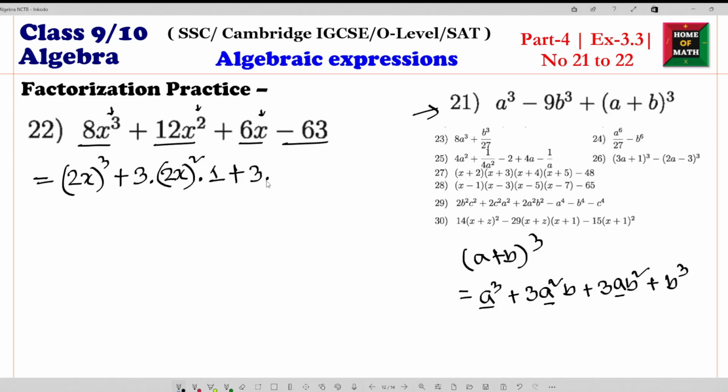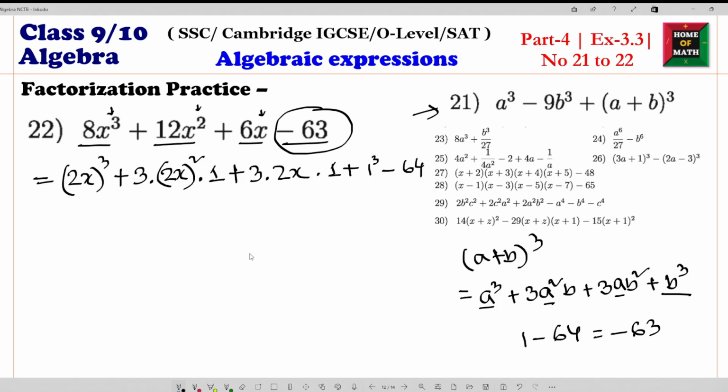3 is 3, a means 2x. Look, 3 times 2 is 6, and x is x, and we know b is 1. Therefore we need one thing, which is b cube. So we can write plus 1 cube. Here is minus 63, but here 1 cube means 1. Look, 1 and minus 64, it will become minus 63. So minus 64 we can write.